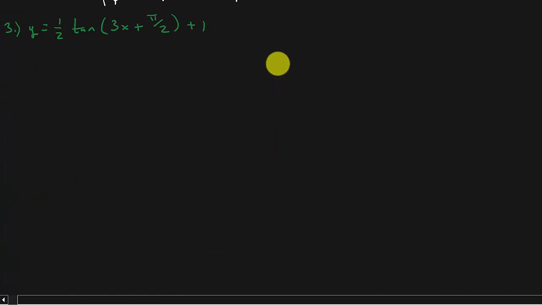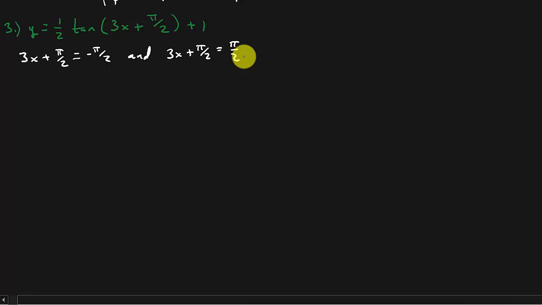All right, so let's graph this one. First thing we've got to do is get our 2 adjacent asymptotes. And remember what I told you. You take whatever you're taking the tangent of, set it equal to negative pi over 2, and set it equal to pi over 2. Every time. That's going to get your 2 adjacent vertical asymptotes. And then I solve. So now I solve for x.